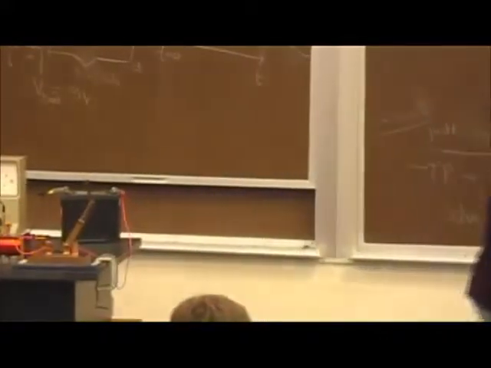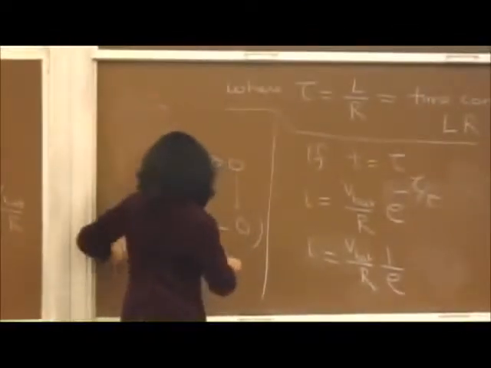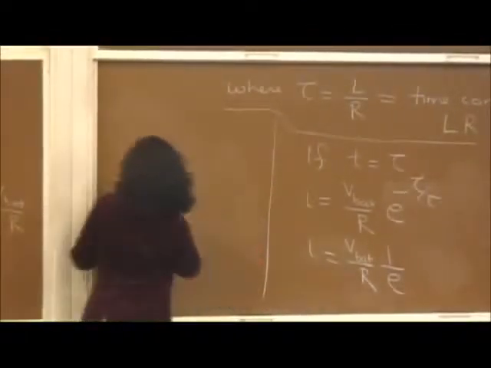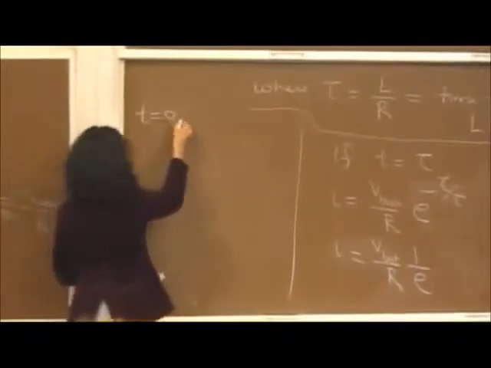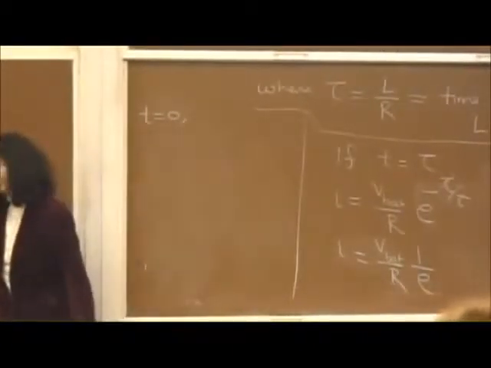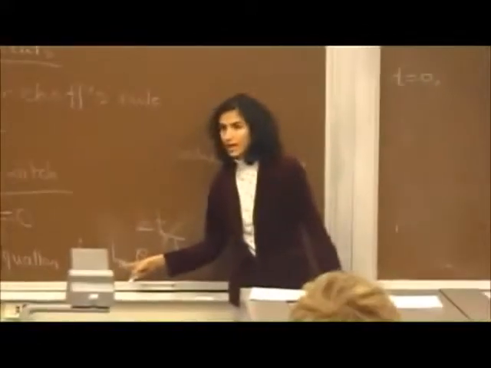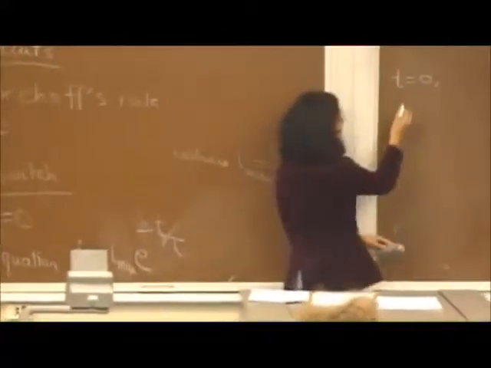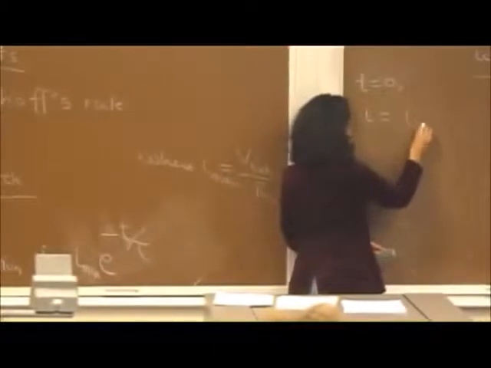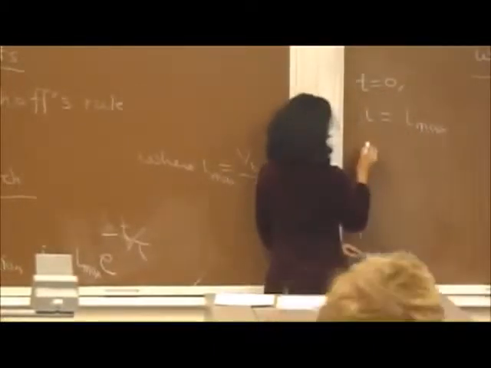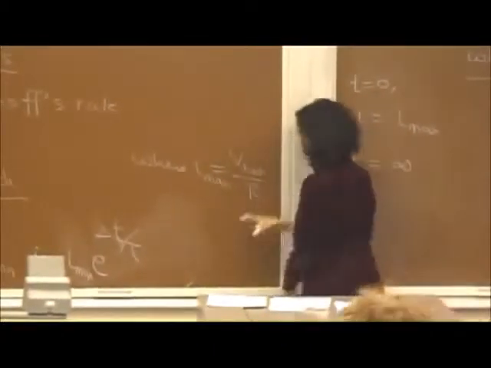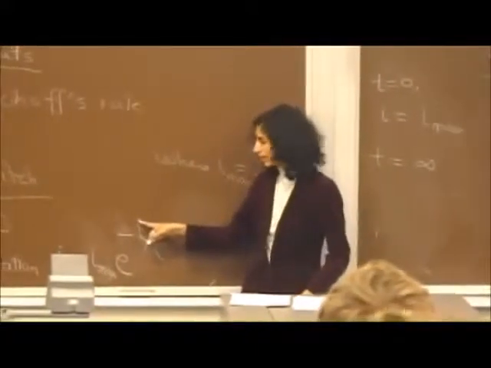Any questions about this? Okay, so what will happen in this case? Let's again try to look at the two cases. This is not true this time. So what happens at t equal to 0? Who wants to tell me? At t equal to 0, the current is I max, isn't it? I is equal to I max. What happens at t equal to infinity? If I put t equal to infinity, what will I get?